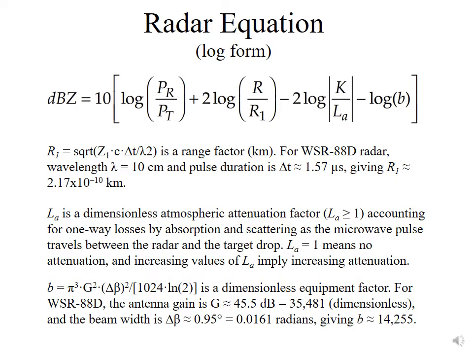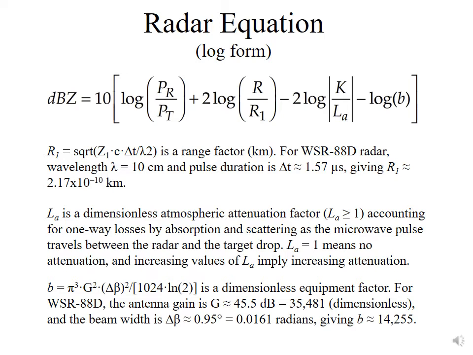So R1 is a range factor, which is going to be the square root of Z1 times the speed of light times the pulse duration, delta t, over the wavelength squared. And for the National Weather Service radar, for the conditions for that, we get an R1 of about 2.17 times 10 to the minus 10th kilometers.